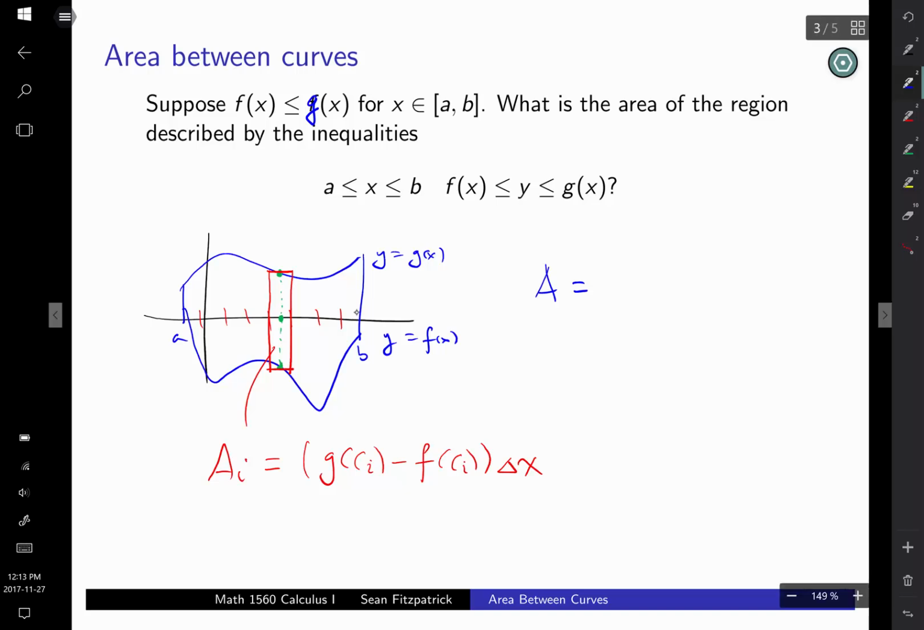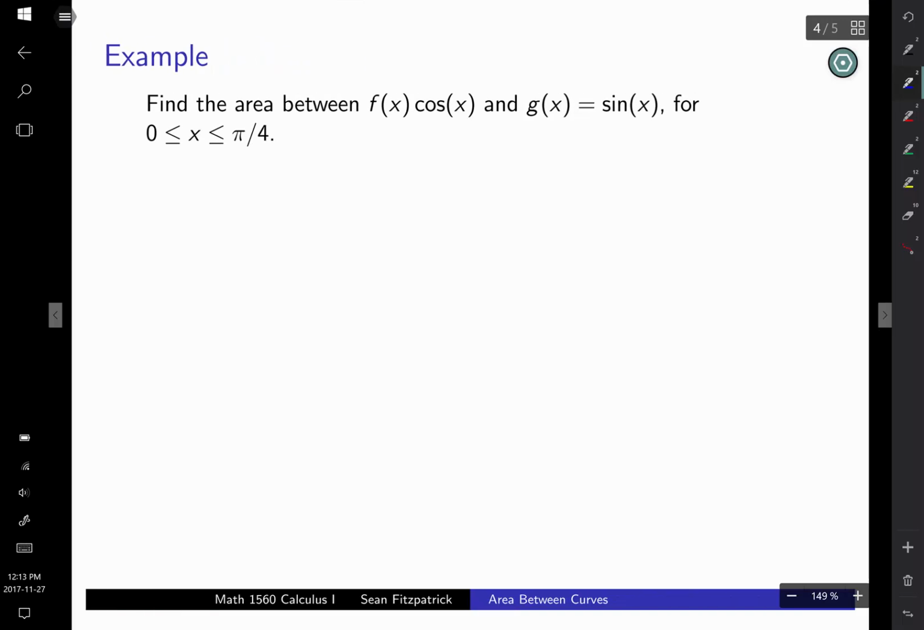And so what you end up with is that the area should be the integral from a to b of g of x minus f of x dx. So to get the y values, we take the difference between the two functions. That gives me the heights of the rectangles, and I do height times base for each of the rectangles, add them up, and I get to this area formula here. Okay, so that's our formula. Let's try putting it to use.